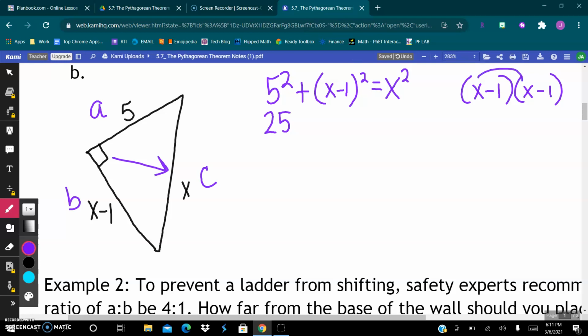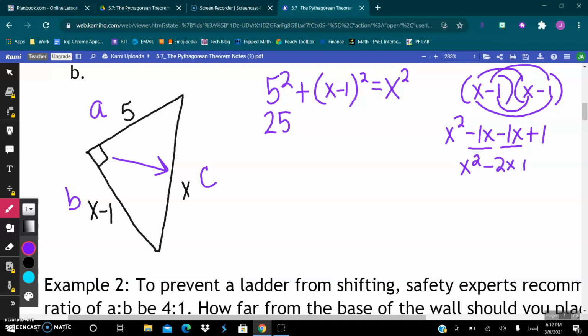So first would be x times x, which is x squared. Outside, negative 1 times x is negative 1x. Inside, negative 1 times x would be negative 1x. And last, negative 1 times negative 1 is a positive 1. Now we combine like terms. So the negative 1x's can go together. So we have x squared minus 2x plus 1. So that goes over here because that's x minus 1 squared. So we have x squared minus 2x plus 1.